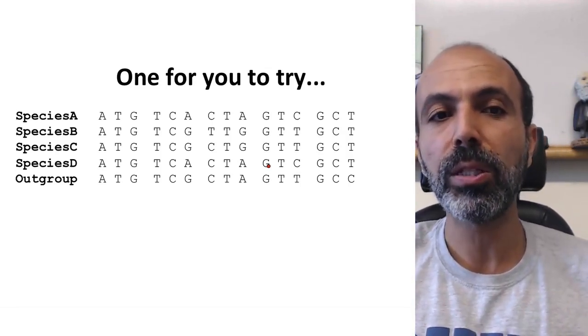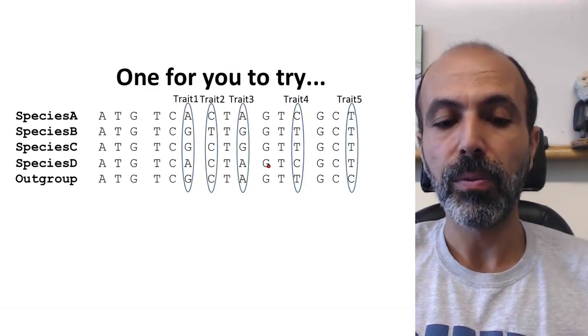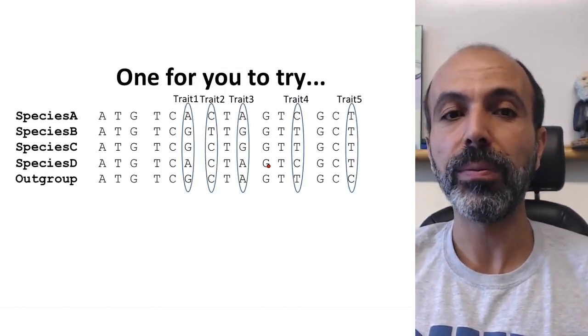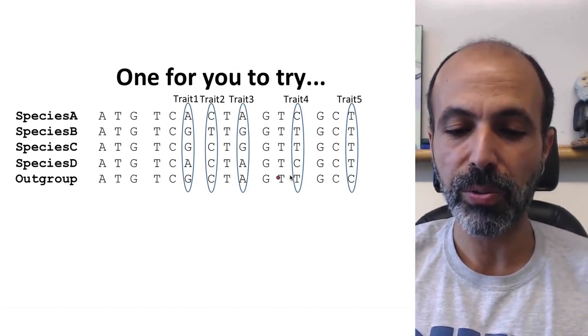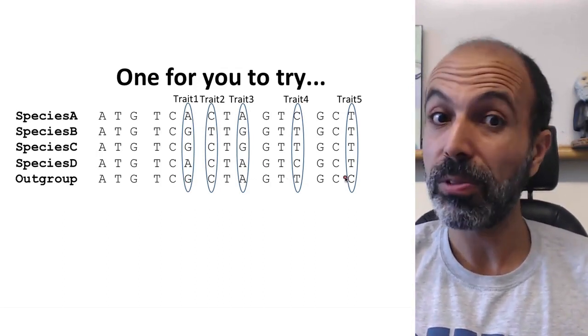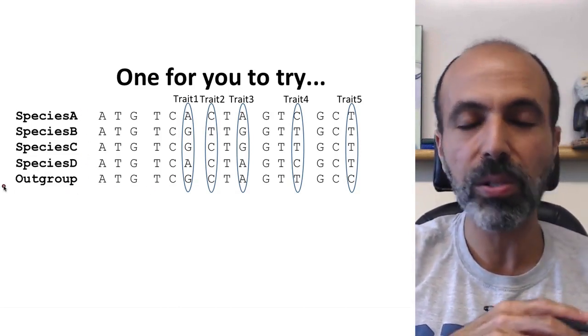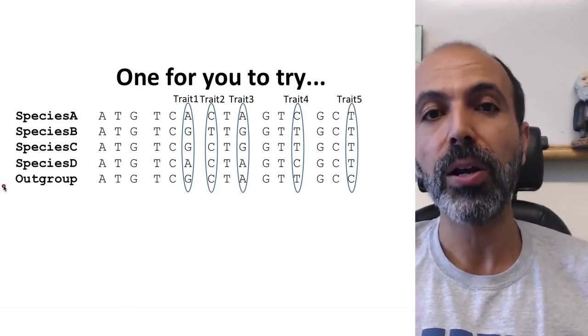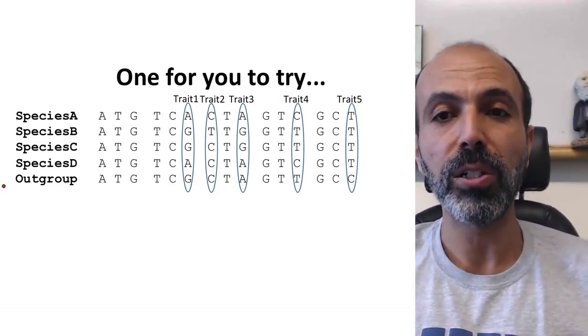First thing you do is you just look at what are the sites that are variable, right? Well, these are the sites that are variable on the tree or on the sequence. So we have traits. This is equivalent to saying trait 1, 2, 3, 4, and 5. Okay, so that's pretty straightforward. And what you're doing is you're comparing the outgroup to the 4 species, and you're seeing which of them share the derived form. And then from that, I want you to make an evolutionary tree.